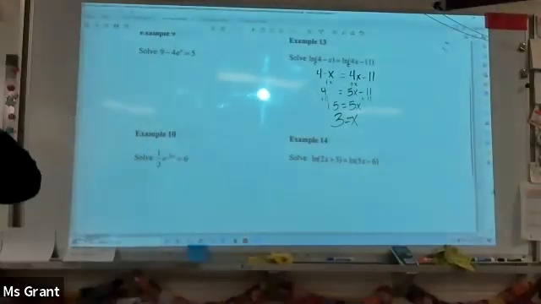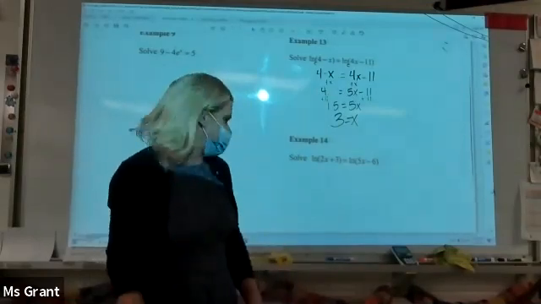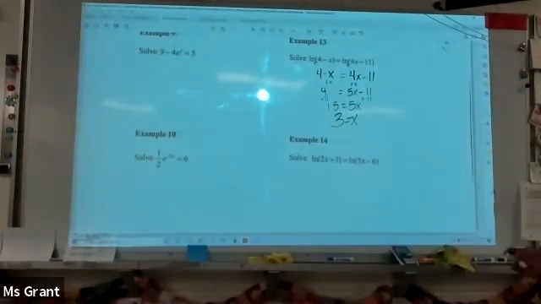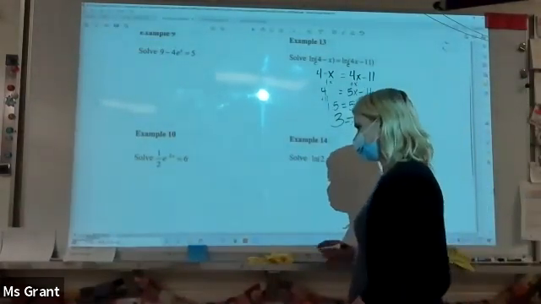I hope you found it as easy as I did. X equals 3. 14 is done the exact same way. Go ahead and do 14. Set them equal to each other. The 2x plus 3 and the 5x minus 6.